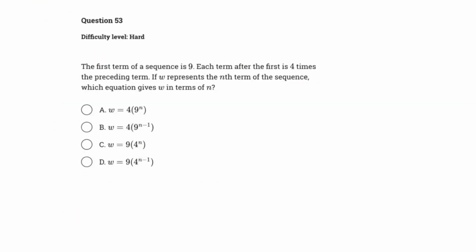All right, so this SAT math problem says the first term in the sequence is 9. Each term after the first is 4 times the preceding term. If W represents the nth term of the sequence, which equation gives W in terms of N?